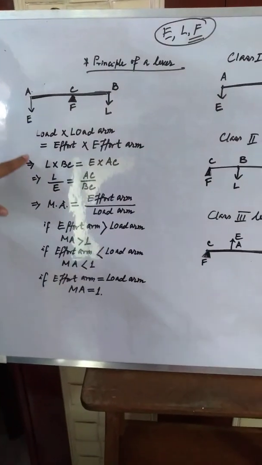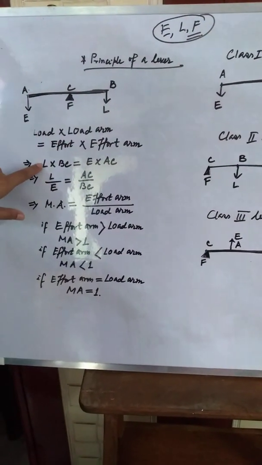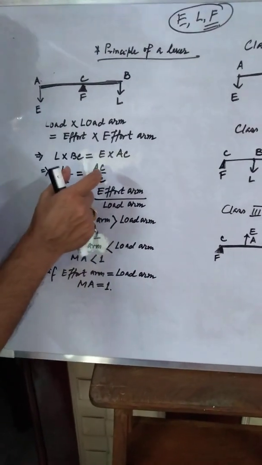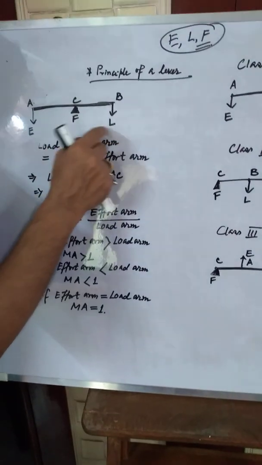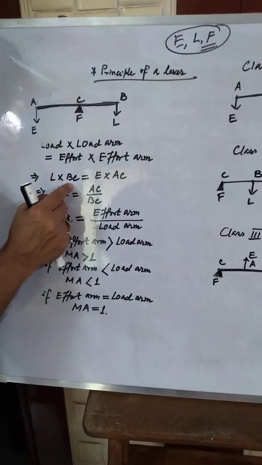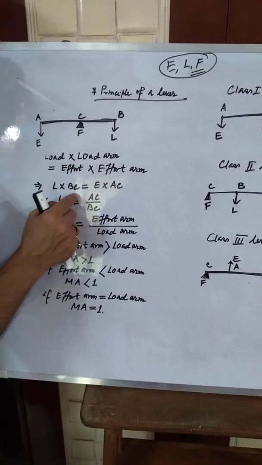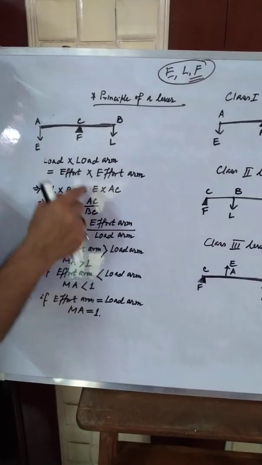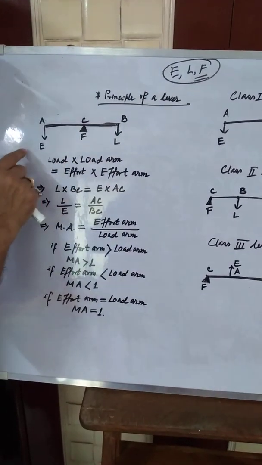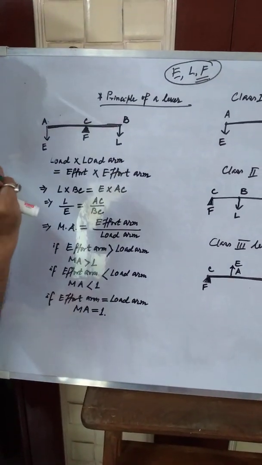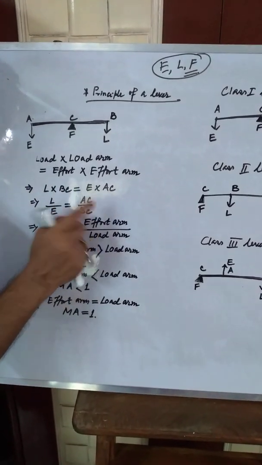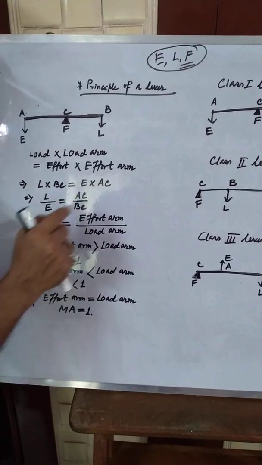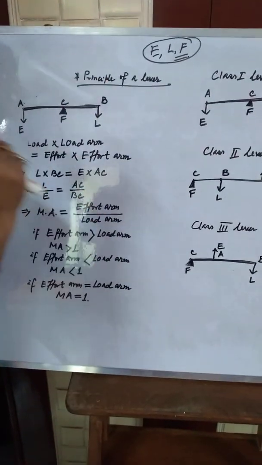arm. Now if you consider the load is equal to L, what is the load arm? Load arm means BC. The distance between the load and the fulcrum is termed as the load arm. So load into load arm, L into BC, is equal to effort into effort arm, so E into AC. Now load by effort is AC by BC. That means load by effort equals effort arm by load arm.